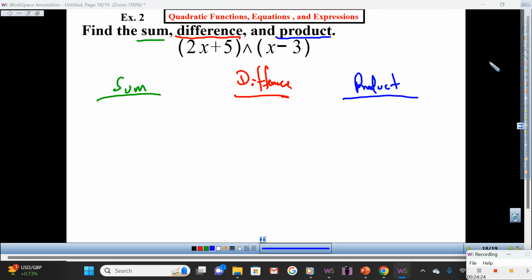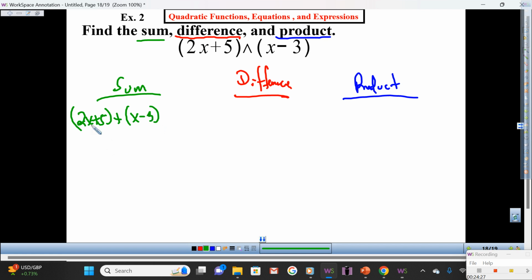All right. So here it goes. For those that are a little bit behind, here it goes. 2x plus 5, plus, that's what the sum is, x minus 3.